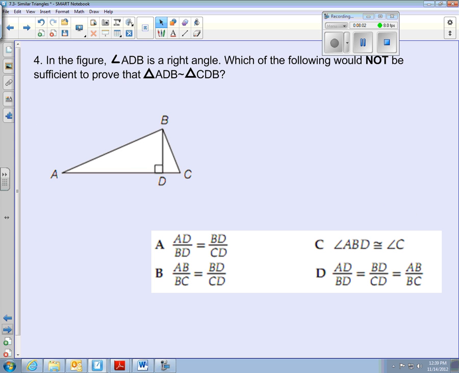All right, in the figure, angle ADB is a right angle, which is marked. Which of the following would not be sufficient to prove that triangle ADB is similar to triangle CDB? This one we're going to have some discussion on tomorrow when you come to class. So think about it, try them out, see what you think.